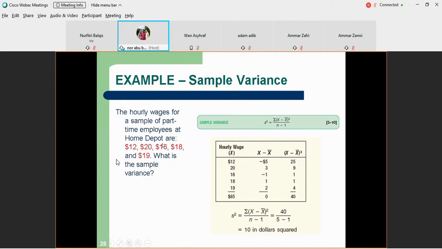Awak ada hourly wages for part-time employees at Home Depot. Okay, 12, 20, 16, 18, 19 kan? Okay. So, awak bahagi dengan 85 bahagi dengan 5. Okay. Dapat berapa? 17. 85 bahagi 5.